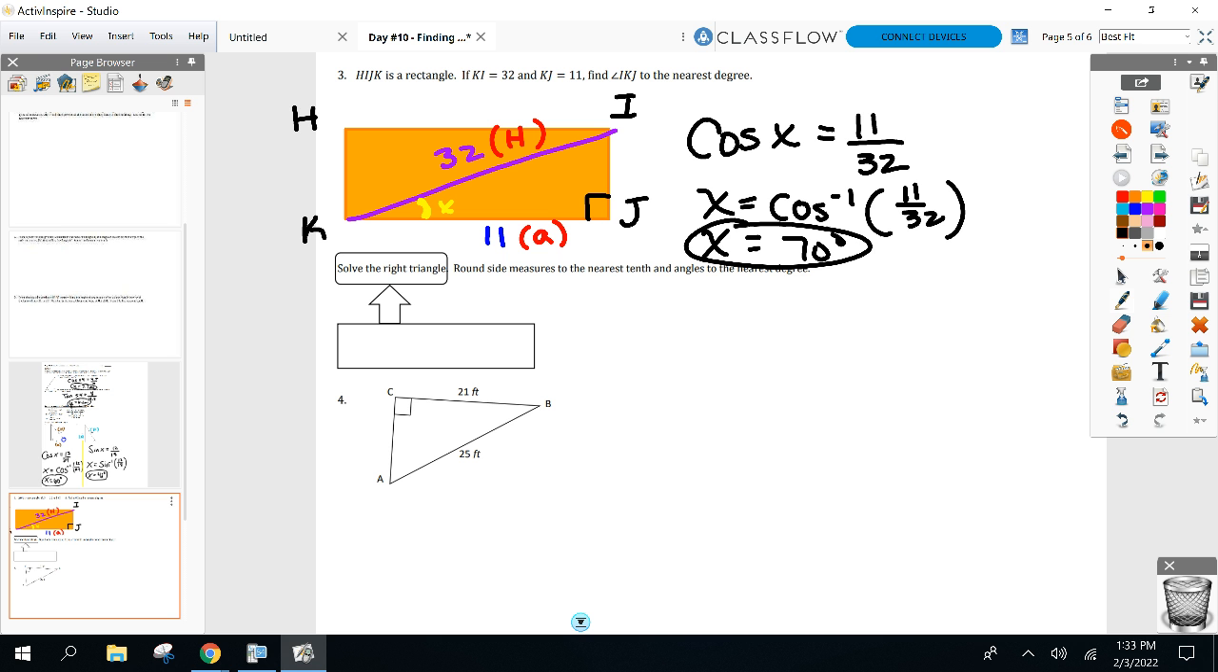Everyone all good before I bring some bad news? All good? Nothing wrong with that, Tom. We're good. I go on to the next one. New set of directions. Sorry about this. Actually, I'm not sorry. Suck it up. Solve the right triangle. I'll let you decide. What do you think I'm going to be asking for here when I say solve this?